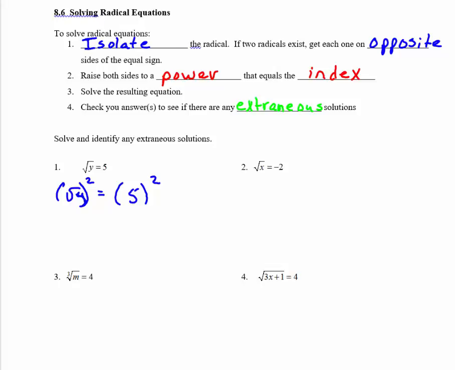So when I take a square root of a square, it just cancels out and I get y. And 5 squared is 25. When I plug 25 back in, the square root of 25 is 5. So it does check out.